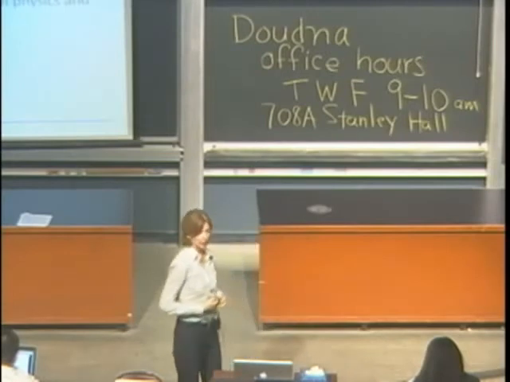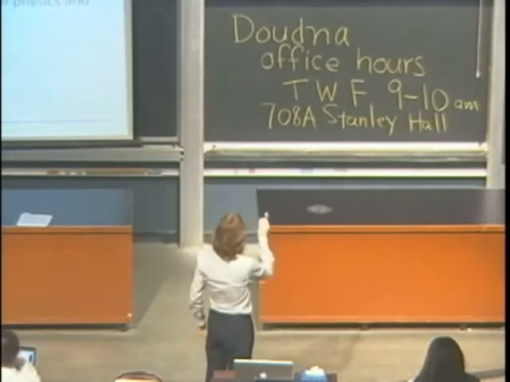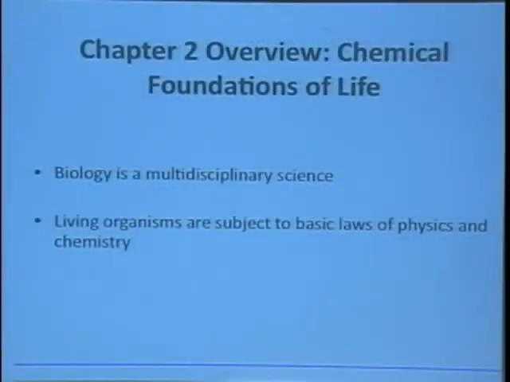Okay, now chapter 2 in your book really goes over the chemical foundations of life. And like I said, we assume that you have a basic understanding of chemical behavior from general chemistry for this course. And there's just a few things that I want to point out. So biology is a multidisciplinary science. So that means that as biologists, we have to know something about chemistry. We often have to know something about geology. We also have to know something about anthropology, depending on the field we're working in, right? So we might have to know something about atmospheric chemistry. So it's a multidisciplinary science. And secondly, living organisms are subject to the basic laws of both physics and chemistry. So we have to know those basic laws to be able to understand biological behavior.